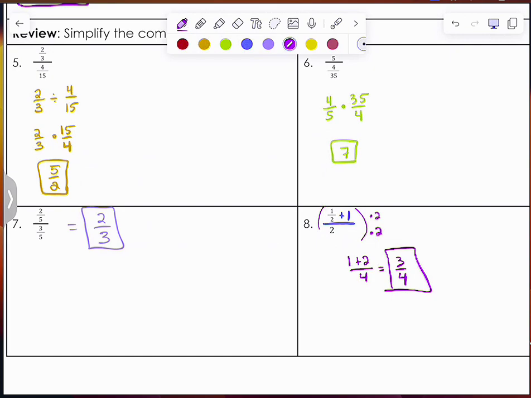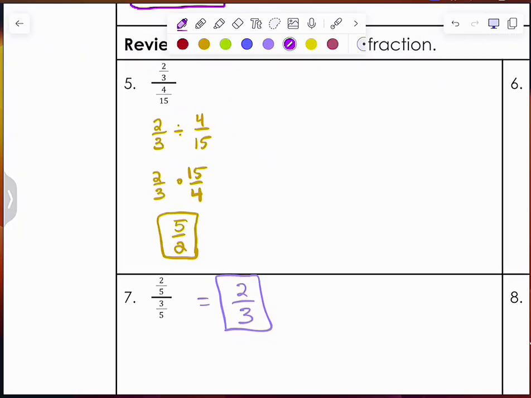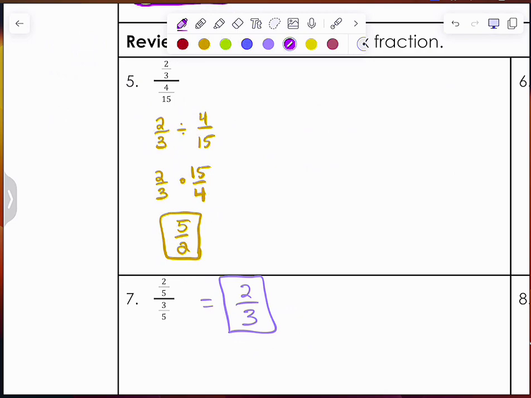Okay, let's take a look. The first one I did kind of step by step, really slowly. I did 2/3 divided by 4/15, and then I rewrote it, and then I did the multiplication by the reciprocal, and I actually canceled. So I did 2 divided by 2 is 1, 4 divided by 2 is 2. 15 divided by 3 is 5. 3 divided by 3 is 1. And I got 5 over 2.